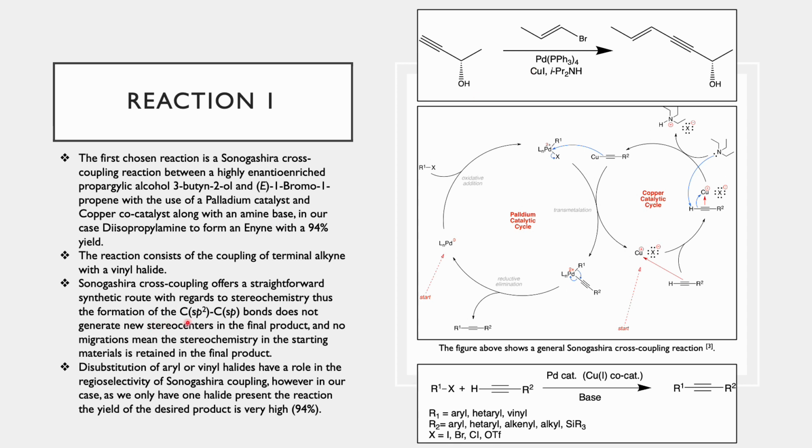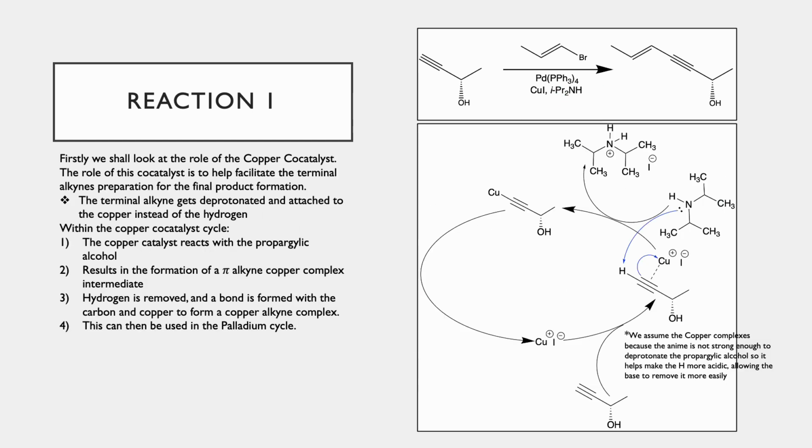Thus, the formation of the sp2-sp bonds does not generate new stereocenters, which essentially means that the stereochemistry is retained throughout the reaction. Something to mention about the Sonogashira cross-coupling reaction is that it actually consists of 2 catalyst cycles, the first being the palladium and the second being the copper co-catalyst cycle, which I shall be looking at in this slide here.